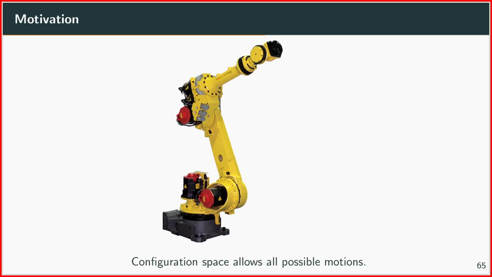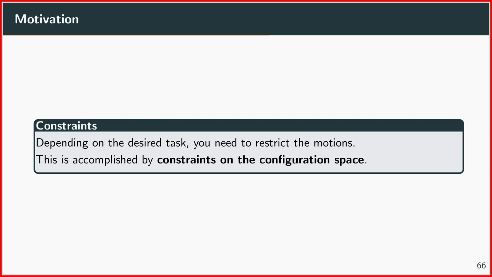So the problem is basically that the configuration space allows all possible motions of your robot, and some of those motions, for example, could lead to the robot doing some self-collisions here, or some motions could lead to the robot being in collision with an obstacle, and we would, of course, try to avoid this, and the way we do this is by putting some constraints on the configuration space. So depending on what kind of task you want to achieve, you need to restrict the motions, and you need to put whatever constraints you want on the configuration space.